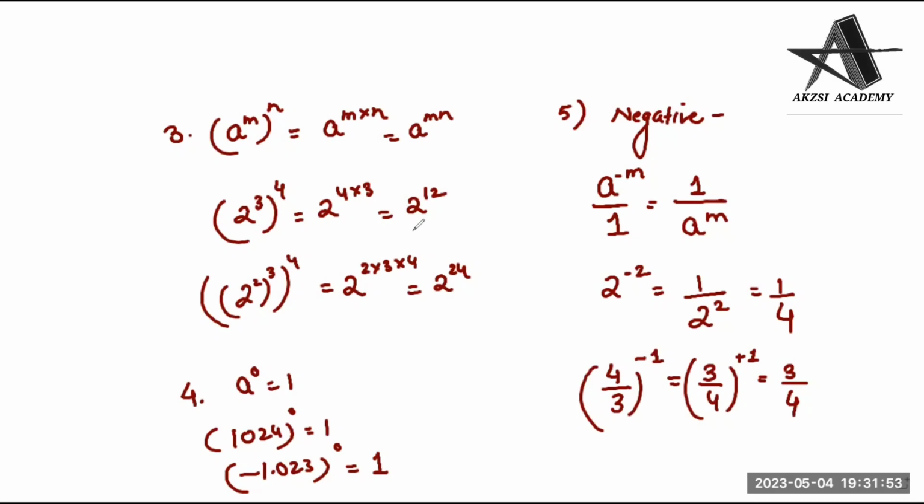Now the sixth rule deals with a fractional power. Suppose it's a to the power of m, where m is a fraction. So suppose it's 4 to the power of 1 by 2. So what you need to do is we have to use the third rule, which was a to the power of m whole to the power of n. In order to simplify the fractional indices, we always have to use the third rule.